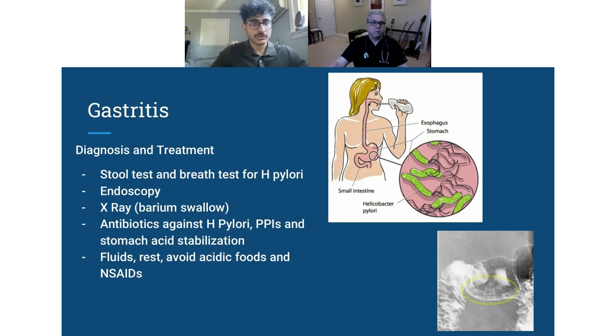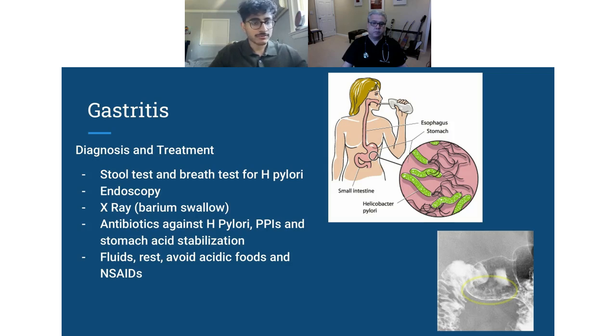So, in terms of diagnosis and treatment for gastritis, we can do a stool test and a breath test for H. pylori to make sure and see if that's the causing organism. And in severe cases, they may do an endoscopy to take a look at the esophagus and stomach lining, and an X-ray or barium swallow, where your child might be requested to swallow a dye that will pop up on X-ray, just so that we can take a look at the esophagus and the stomach in a different way.